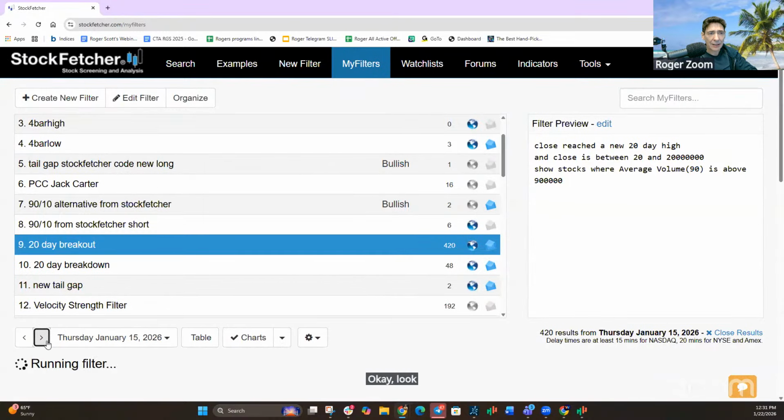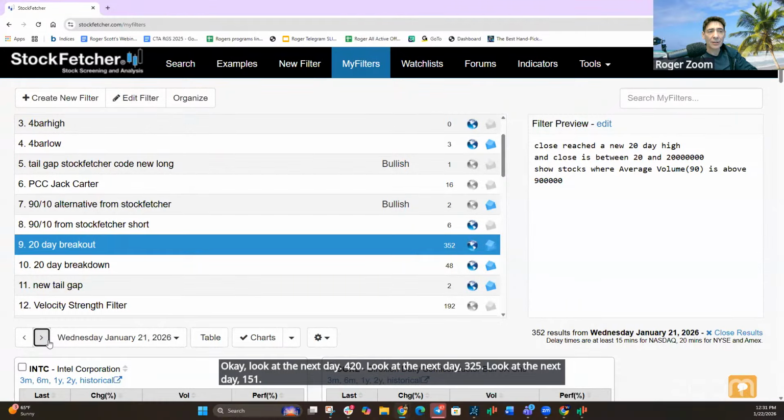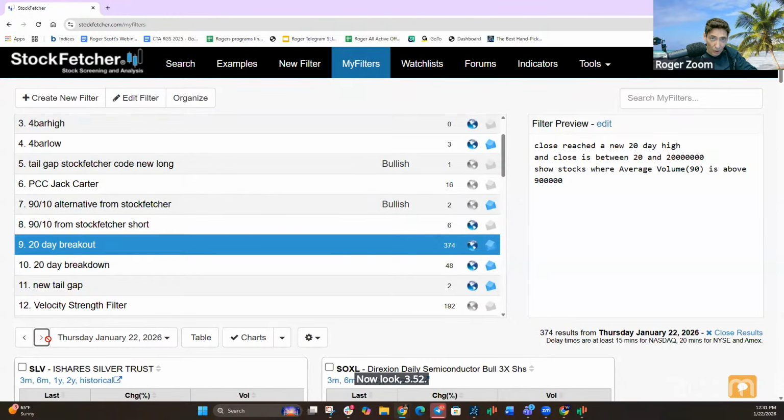Look at the next day, 420. Look at the next day, 325. Look at the next day, 151. Now look, 352, 374. That's today, and that's coming into Friday. Tomorrow, if the market keeps going up and gaps up, this will be at over 400. Every time this goes between 440 to 500, 500's hot, it can go to about 550 because people fear more than they agree. But once this gets over 420, 440, I'm expecting the market to pull back.